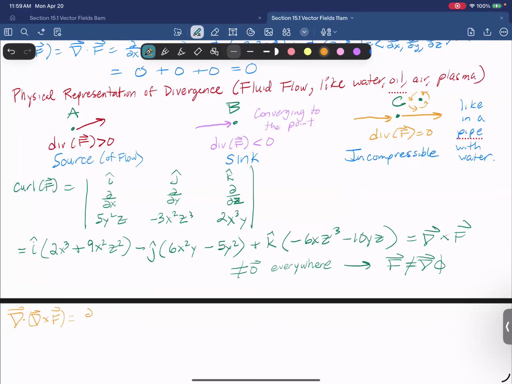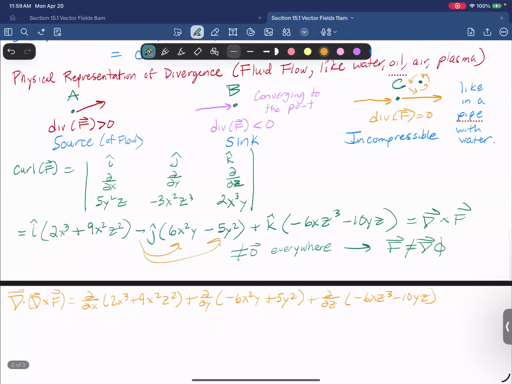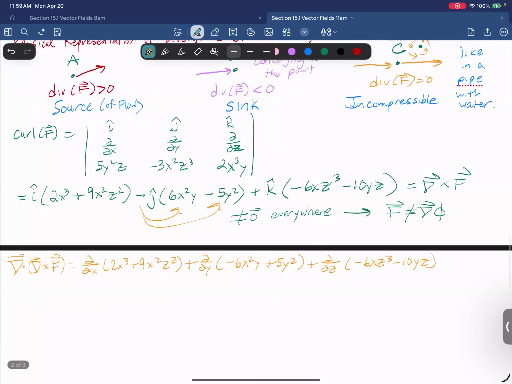which means doing ddx of 2x cubed plus 9x squared z squared, plus ddy of negative 6x squared y plus 5y squared. I'm distributing the negative there. And then plus ddz of negative 6xz cubed minus 10yz. Hopefully I didn't mess any of that up and we actually have something here that makes sense. Sign mistakes will get you on this real quick.